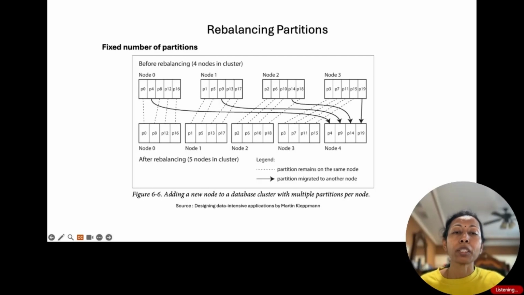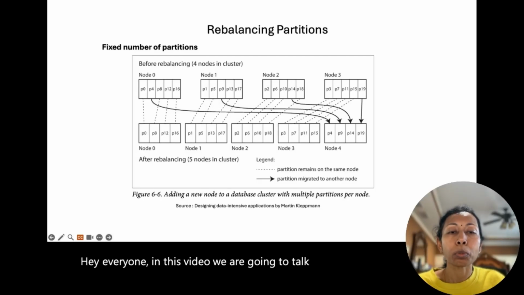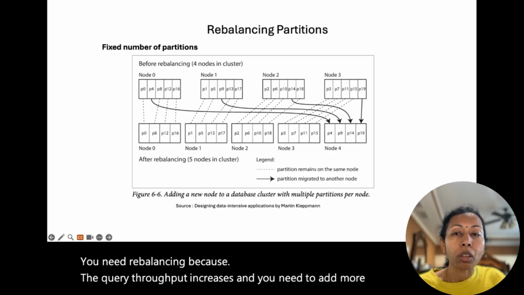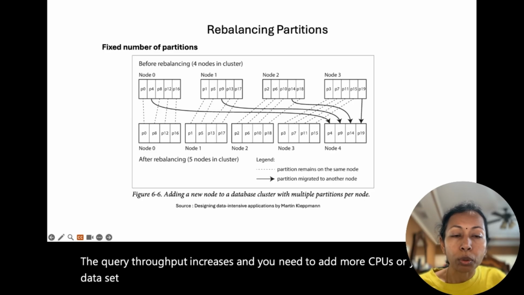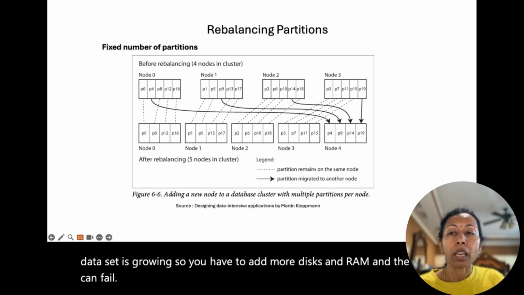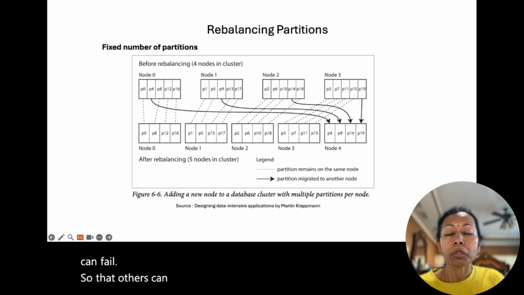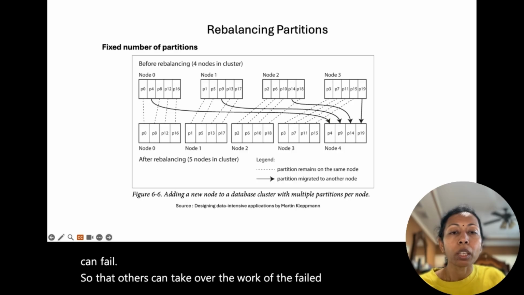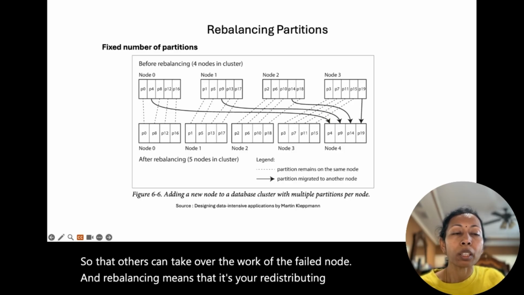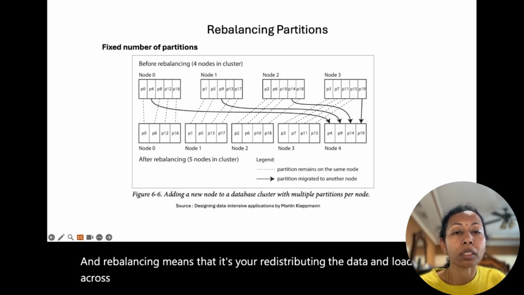Hey everyone, in this video we are going to talk about rebalancing your partitions. You need rebalancing because the query throughput increases and you need to add more CPUs, or your data set is growing, so you have to add more disks and RAM, and the nodes can fail so that others can take over the work of the failed node. And rebalancing means that you're redistributing the data and load across your nodes in the cluster.